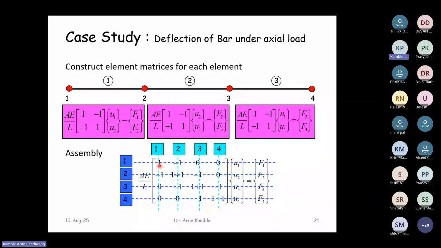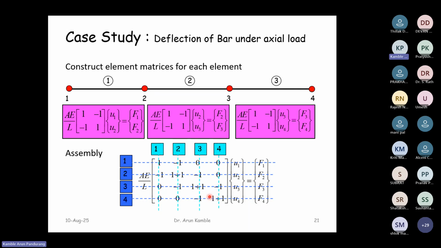Here also you have to write K11, so it will be 1, and here you write K12, which is minus 1. Here also you write minus 1, which is related to K21, and this 1 is related to K22. From the second element you will also get one value K, which is also related to K22. So here you can add. Similarly, you can do this assembly for all the element places.